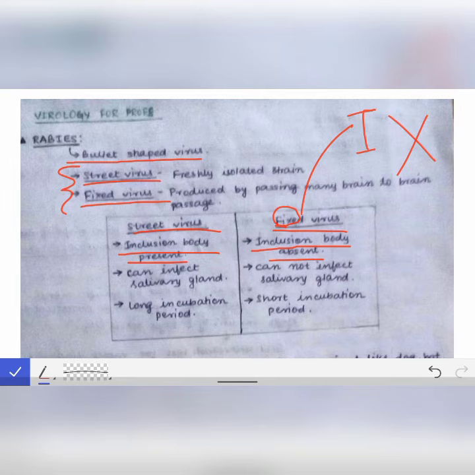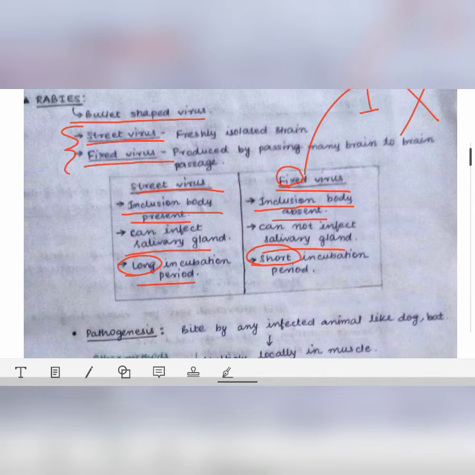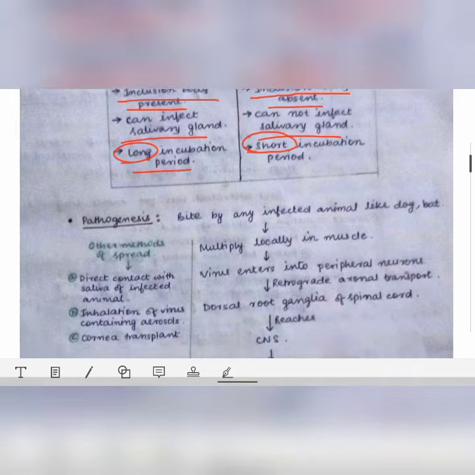The other points of difference are that street viruses can infect the salivary gland, while fixed viruses do not infect the salivary gland. In the street virus the incubation period is long, while in fixed viruses the incubation period is short. So these are the points of difference between the street viruses and the fixed virus strain.